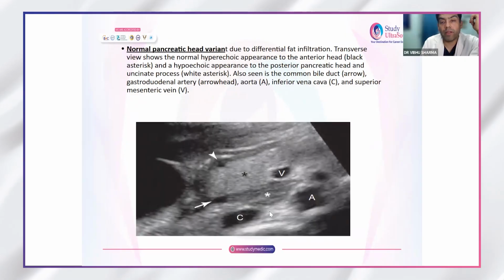This is the normal pancreatic head. You can see there is some fatty infiltration and normal hyperechoic appearance of the anterior head and hypoechoic appearance of the posterior pancreatic head. This is the head part, and then there are common bile duct here and aorta and the superior mesenteric vein. So this is the pancreatic head, uncinate process, pancreatic body.